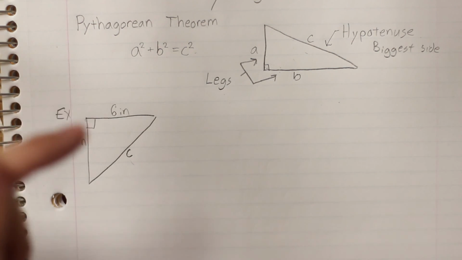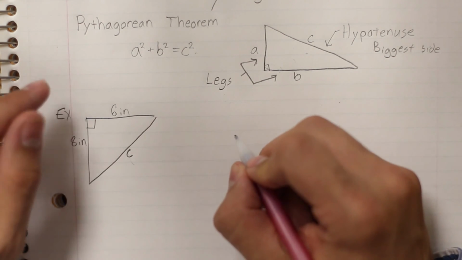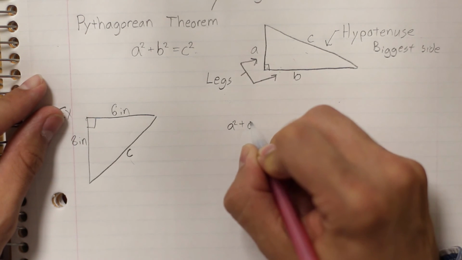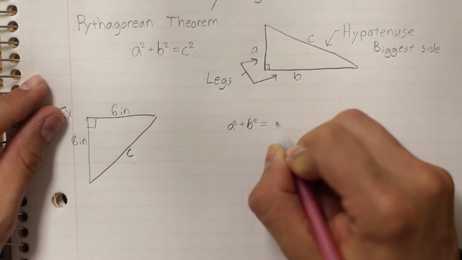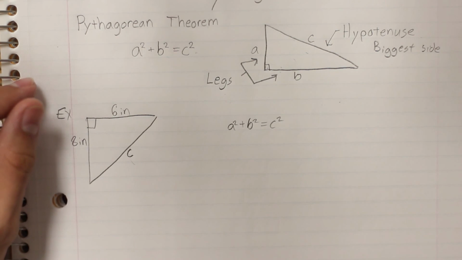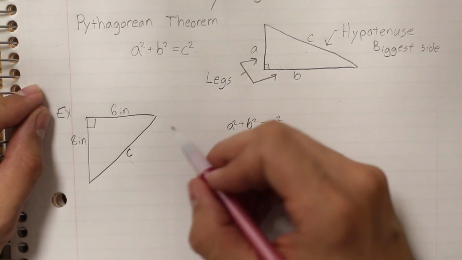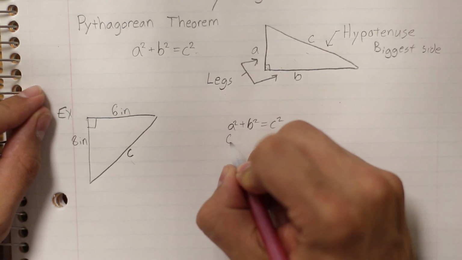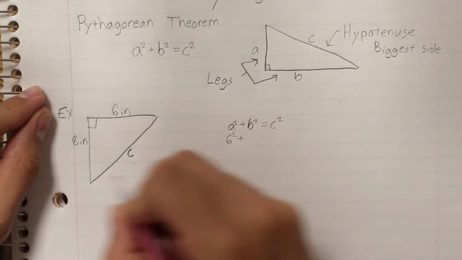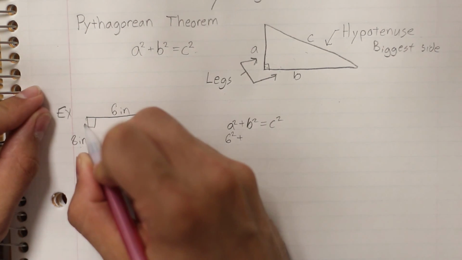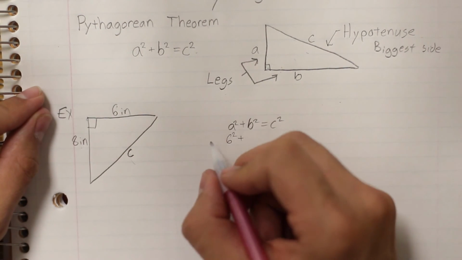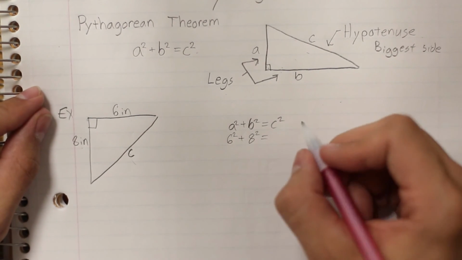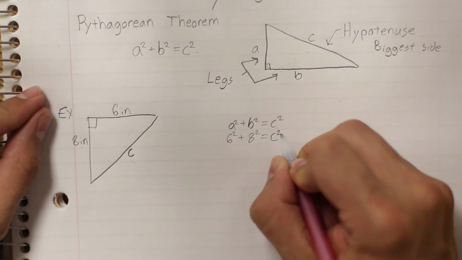If you use this theorem, we plug it in. So we have our a squared plus b squared equals c squared, right? Plug in the values. This is a leg right here, so I'm going to use it for a squared plus, and this is the other leg right here. Remember, they make the right angle. And so I'm going to have 8 squared right there. I don't know what c is, so I'm going to put c in the place of c.